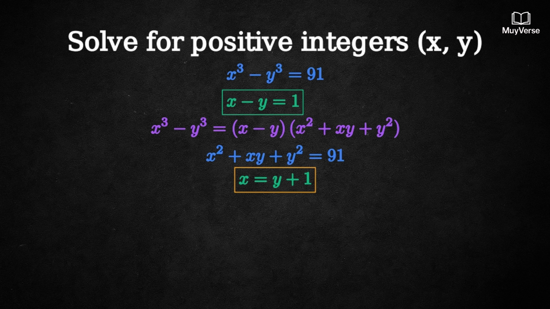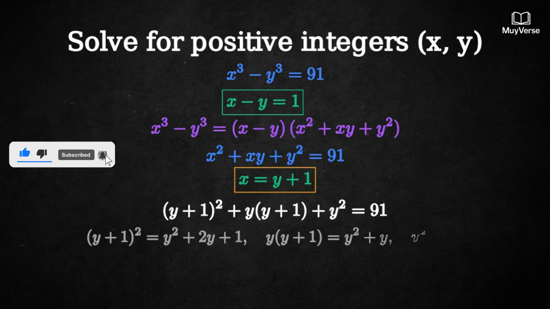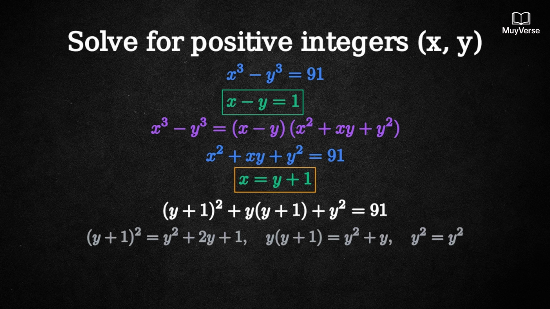Substitute this into x squared plus xy plus y squared equals 91. That gives (y plus 1) squared, plus y times (y plus 1), plus y squared equals 91. Expand each term. We get y squared plus 2y plus 1, then plus y squared plus y, then plus y squared equals 91. Combine like terms to get 3y squared plus 3y plus 1 equals 91.